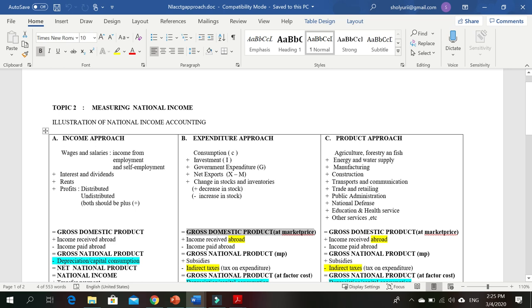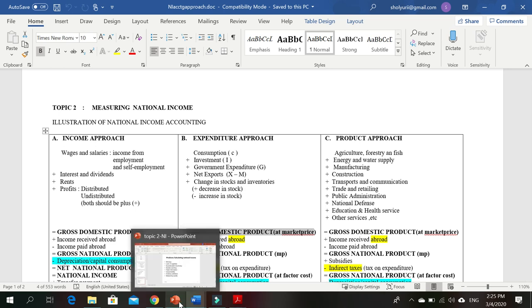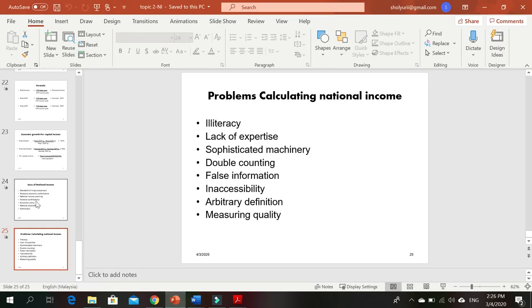You're going to explain in detail what it means by consumption, what it means by investment, government expenditure, and export. Okay? Because those two questions, the uses of national income and the problems in calculating national income, always come out as essay questions. For question 1B, you must study this. Whether you want to or not, you must read. Okay?